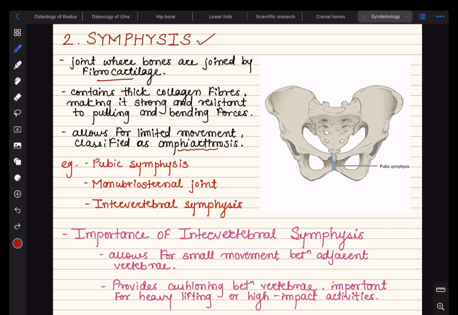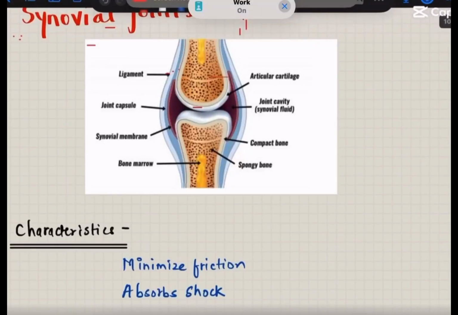The examples are the pubic symphysis, the manubriosternal joint, and the intervertebral symphysis. So, what is the importance of the intervertebral symphysis? It allows for small movement between the adjacent vertebrae and it also provides cushioning between the vertebrae, important for heavy lifting or high impact activities.